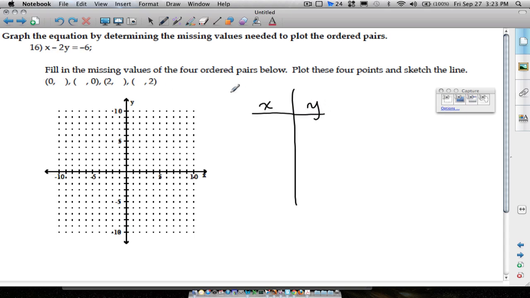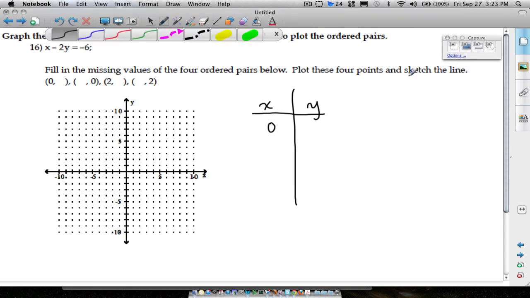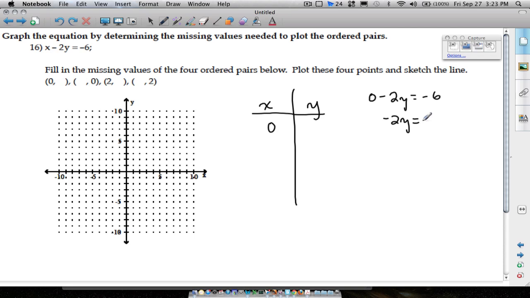Alright, so this means we want to plug in 0 for x. I'm going to do some scratch work over here to the side, and the more work you show for this type of problem, if you were to mess up on a sign or something, I could look at your scratch work and find out where you made a mistake. So the equation x minus 2y equals negative 6, we want to plug 0 into x. Therefore we have 0 minus 2y equals negative 6. 0 minus 2y is still negative 2y. And solving that equation, you get y is equal to 3. So we get 3 for that one. Okay?